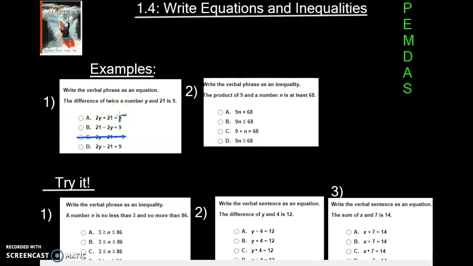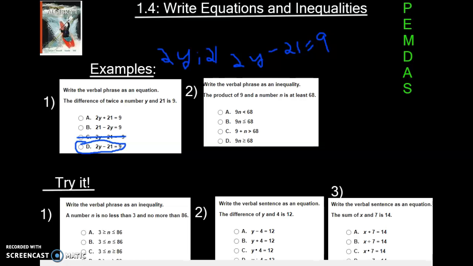The difference of twice a number y and 21, right? It says twice a number y, so it would be 2 times y, and 21. They say it's the difference, the first term minus the second term. So it would be 2y minus 21 is equal to 9. This matches with option D. Thus, the answer is D.